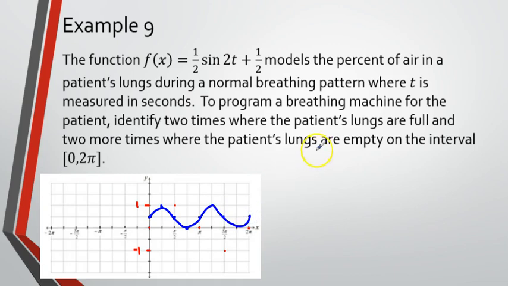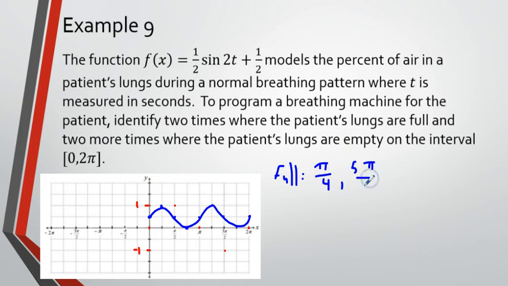And then the question asked, what are the times where the patient's lungs are full? Well, that would be happening here where it hits a height of 1. So that was the half of pi over 2 value, which would be pi over 4. So full lungs is occurring at pi over 4. And then it's happening again at this point, since each tick mark is 1 pi over 4. So 1, 2, 3, 4, 5 pi over 4 is the second place where we see the full lungs.